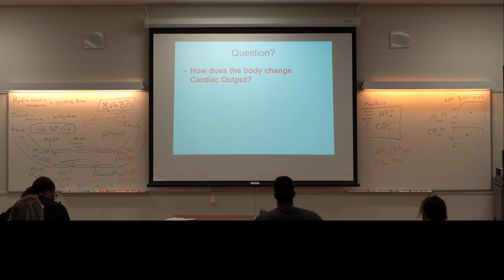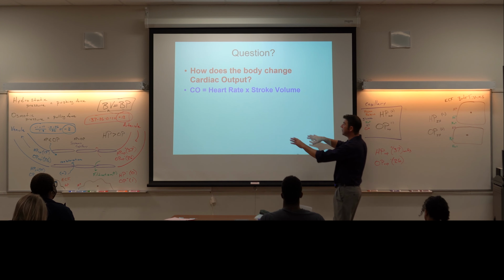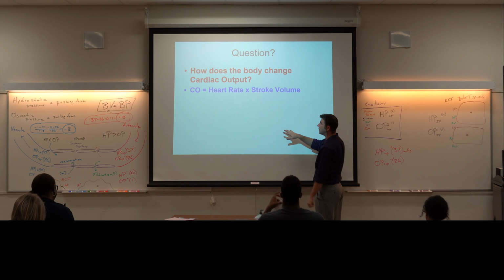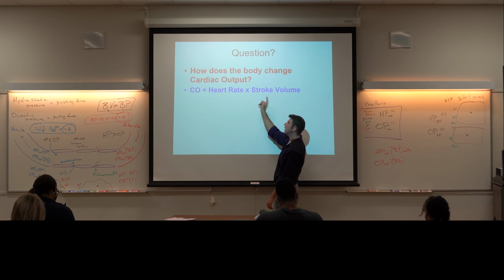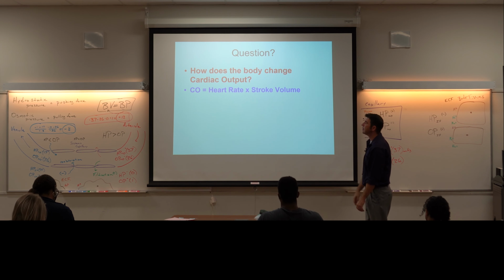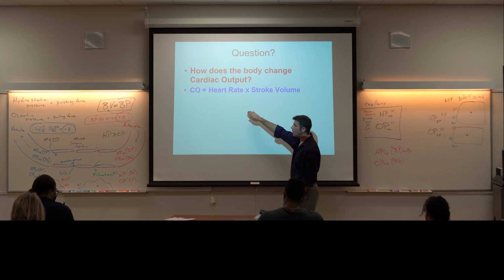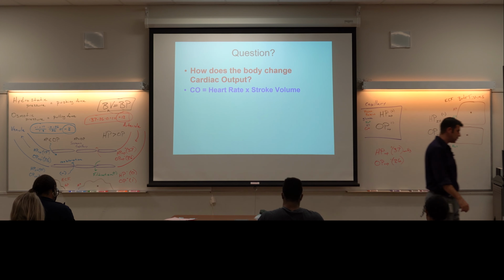Okay. Here are some questions, and I think I might have just answered the first one. How does the body change cardiac output? If you remember, cardiac output is heart rate and stroke volume. We pointed that out. But the body affects cardiac output, we said, by the sympathetic or parasympathetic nervous system. The sympathetic nervous system can affect both heart rate and stroke volume. The parasympathetic nervous system can affect just the heart rate by slowing it down.